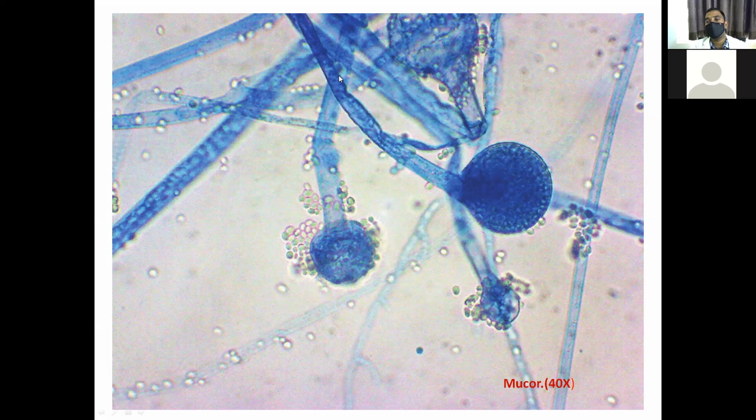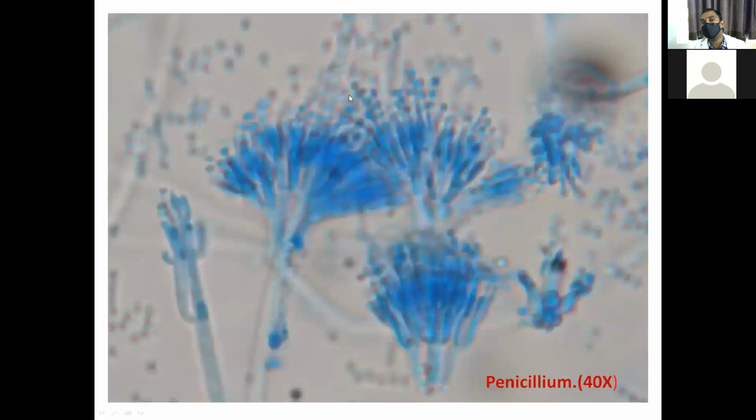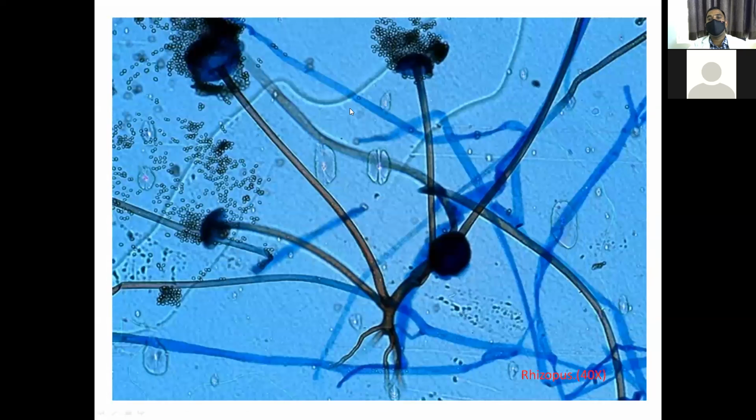For Mucor and Rhizopus mainly, for Mucor, rhizoids are absent beneath the surface. For Rhizopus, you will see very clearly rhizoids beneath the surface, with sporangiophore containing sporangia. This is the typical important character for Rhizopus compared to Mucor.